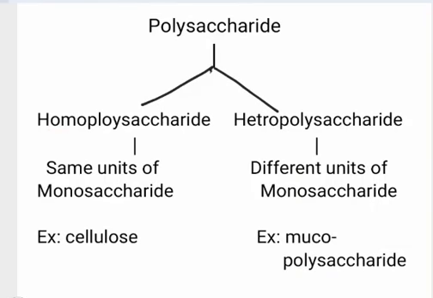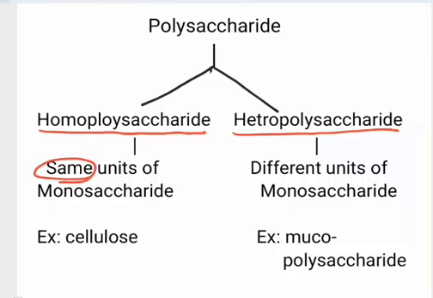Now what is homopolysaccharide? Homopolysaccharides are the polysaccharides which contain same units of monosaccharide linked together to form a polysaccharide. And now what is heteropolysaccharide? Heteropolysaccharide means the different units of monosaccharide linked together to form a polysaccharide. Now example of homopolysaccharide is cellulose and the example of heteropolysaccharide is mucopolysaccharide.